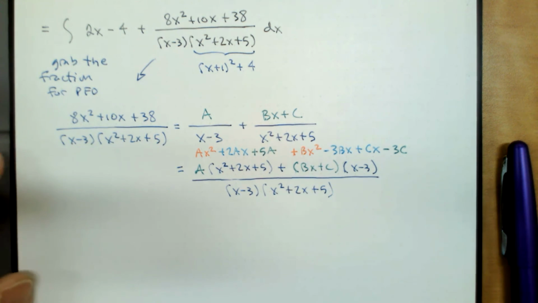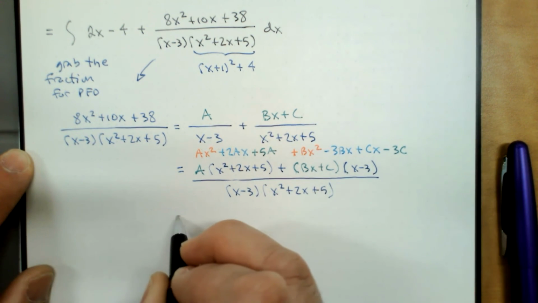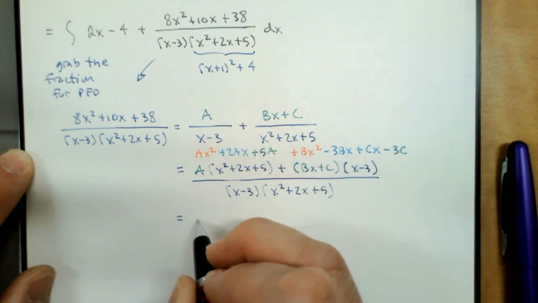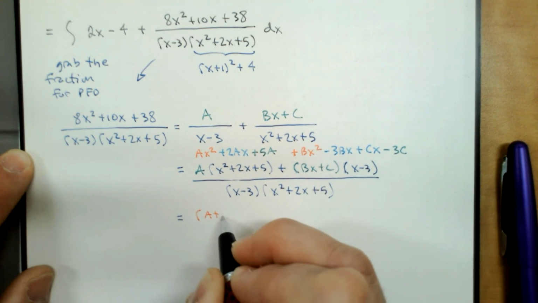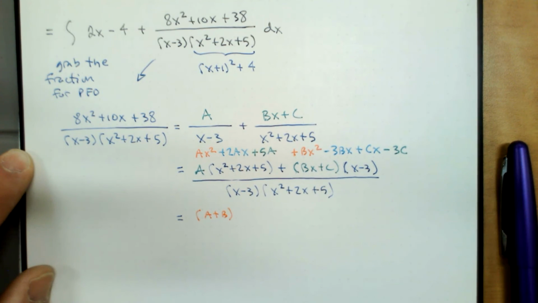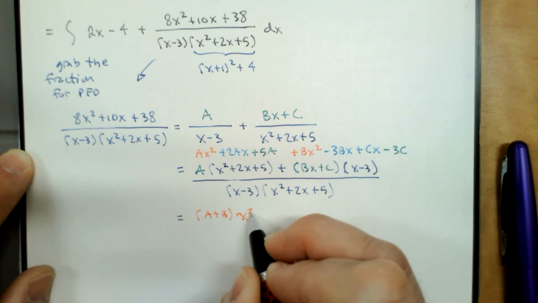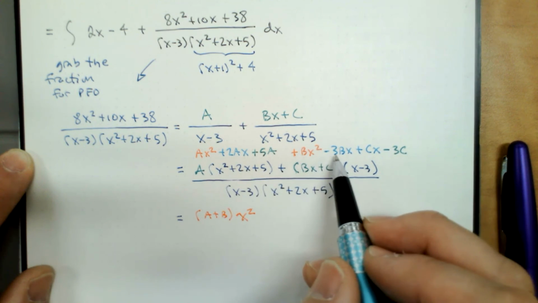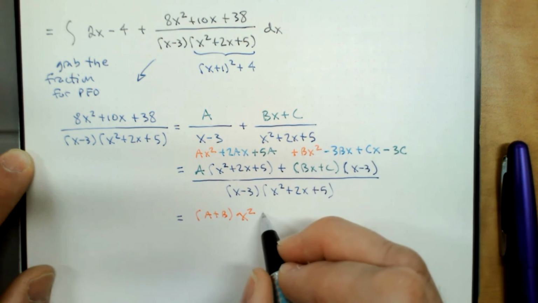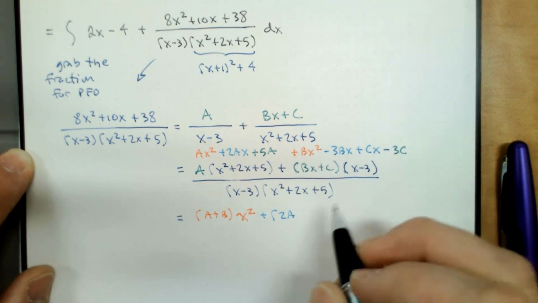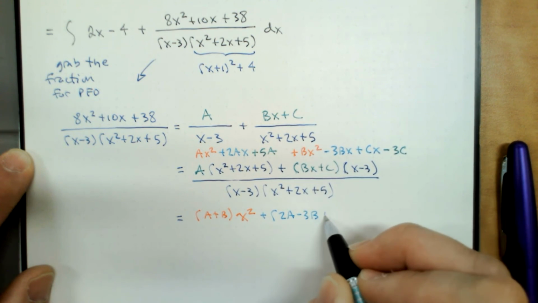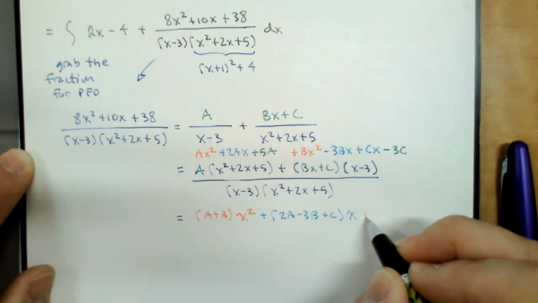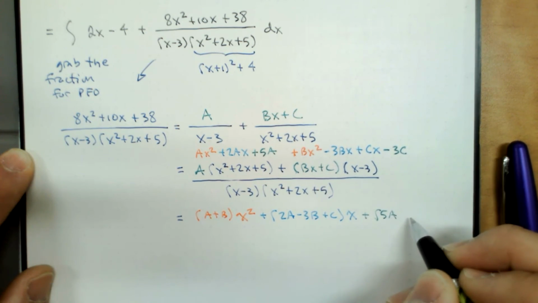So my x squared terms: I've got ax squared and bx squared, so a plus b times the x squared. My linear terms are 2ax minus 3bx plus cx. So I've got 2a minus 3b plus c times x. And my constant term is 5a minus 3c.